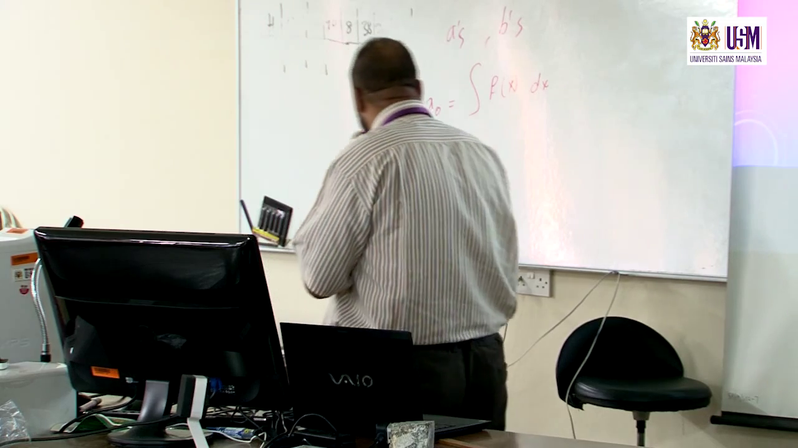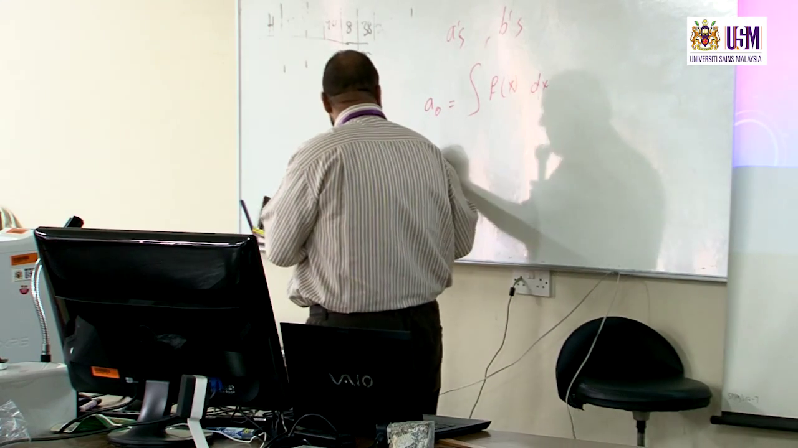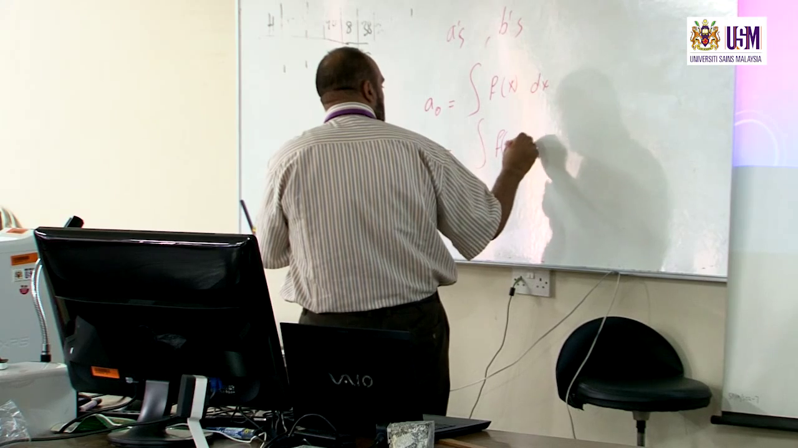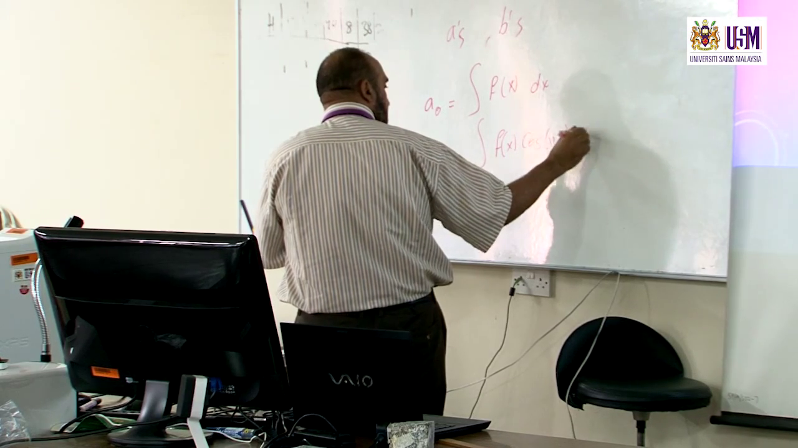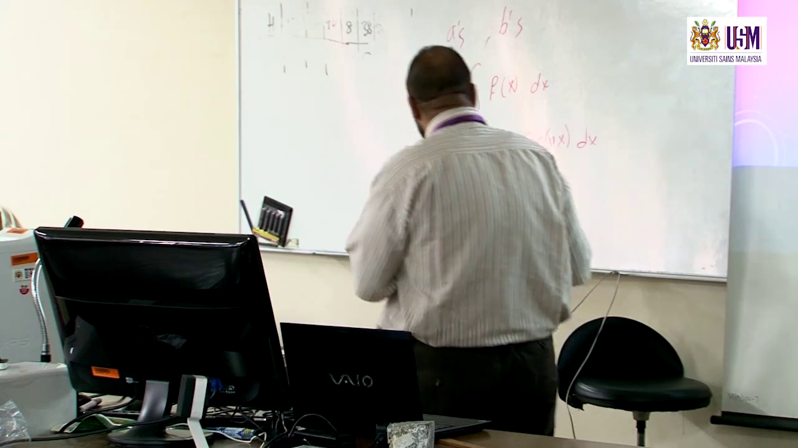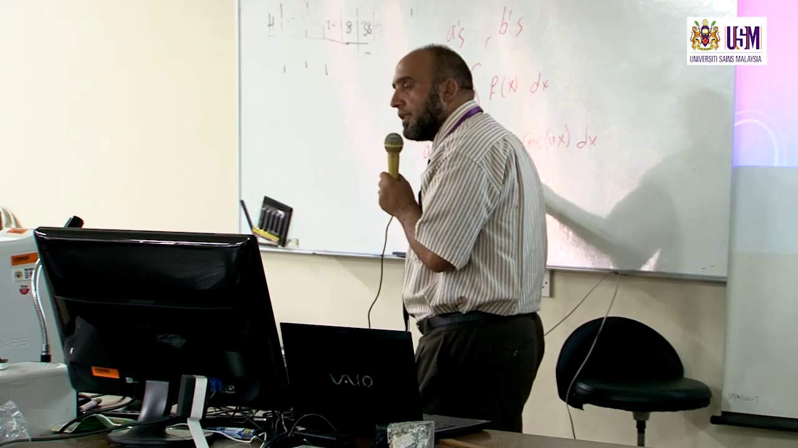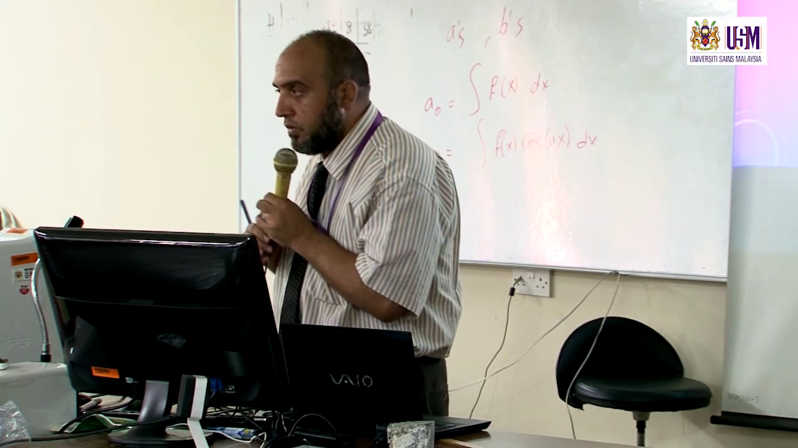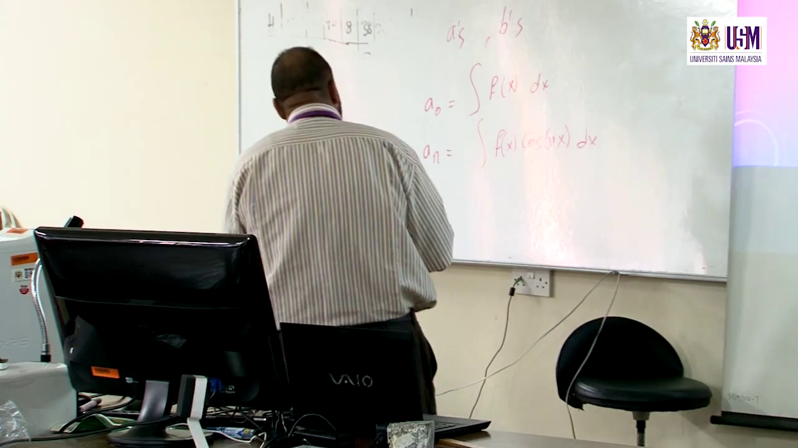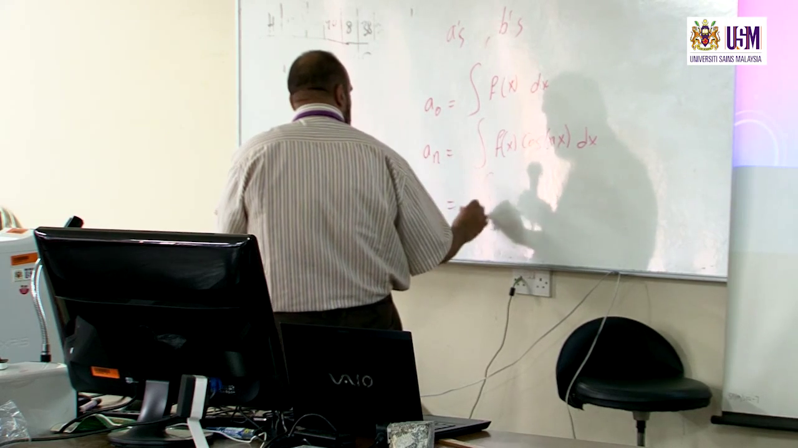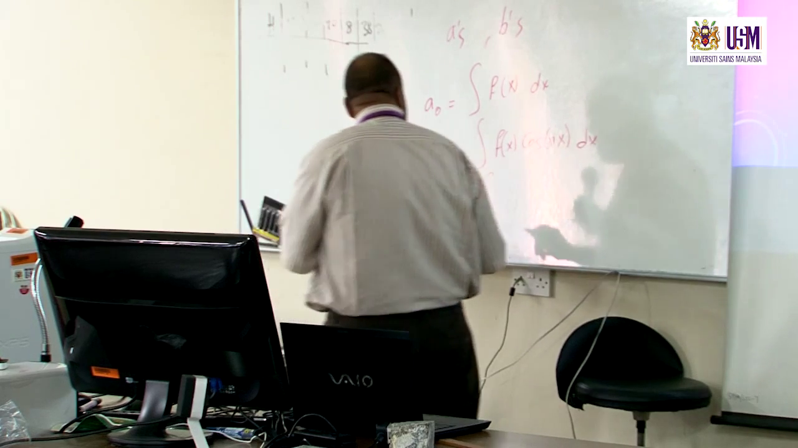So the first thing is to define A zero, and the second thing is to define the constant An. It's f of x cosine nx dx. So we have to evaluate this equation, this integration, to find the values for the coefficients. Okay? And the same holds true for the sine coefficients Bn. Of course, there is, I guess, a 1 over 2 pi.